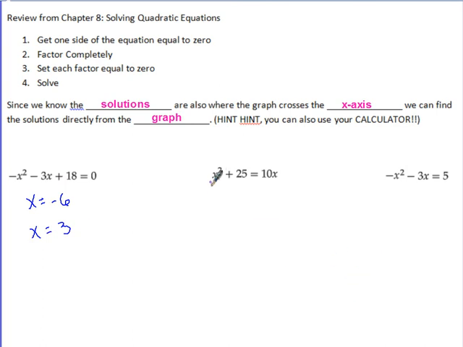Alright, in this second example, x squared plus 25 equals 10x. Remember, it has to be equal to 0 first. So I'm going to subtract 10x from both sides. There are no like terms, so I'm just going to put it in standard form with the 10x in the middle. And now it's equal to 0. Now I can get my calculator back.